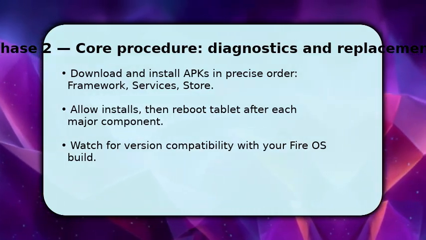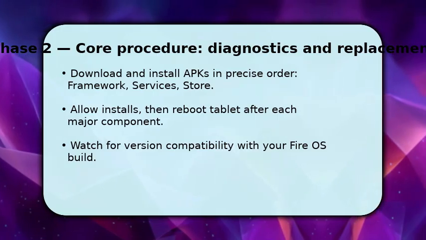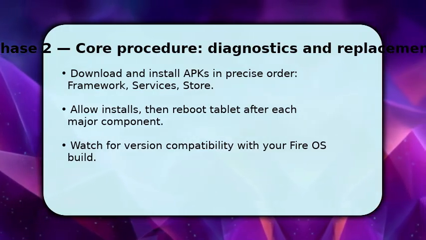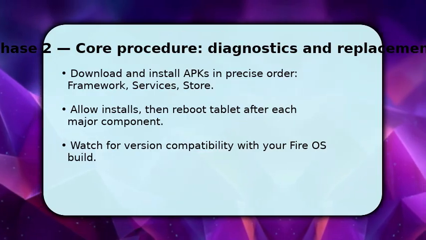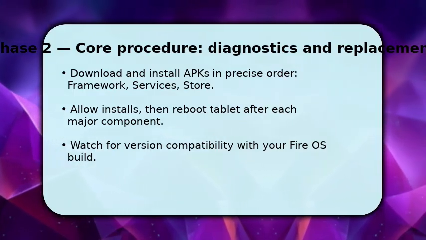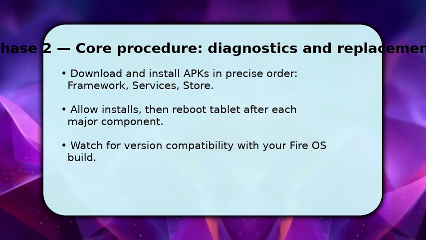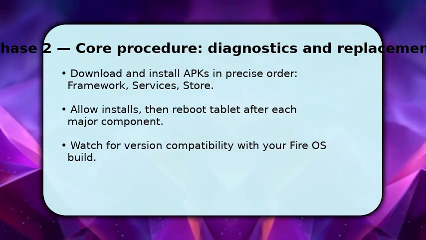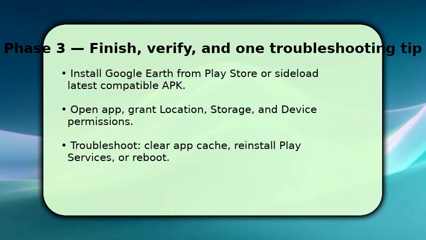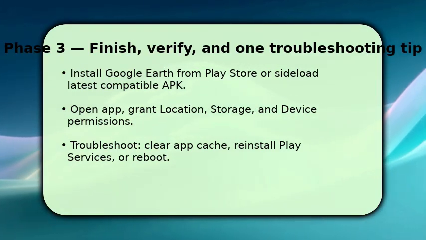After installing the main services, reboot the tablet to register services with the system, then sign into the Play Store with your Google account. You may see update prompts. Allow them so Google Earth gets the latest support libraries. Finally, install Google Earth, either from the Play Store you just enabled or by sideloading the compatible APK.